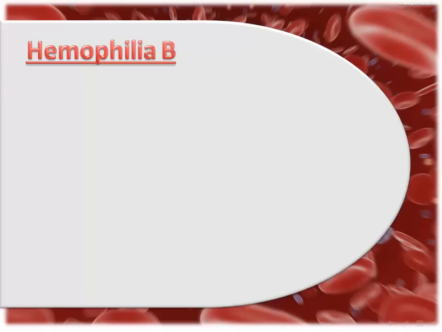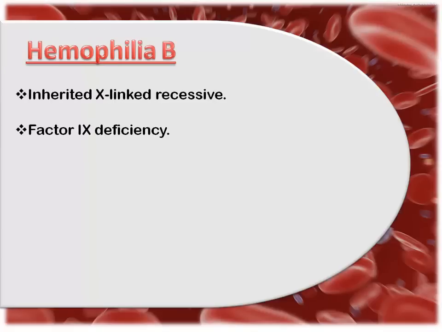Hemophilia B. Hemophilia B is also an X-linked recessive disorder, just like hemophilia A, but the factor deficient here is factor IX, not factor VIII, and it is less prevalent than hemophilia A, with about 1 in 30,000 males affected.